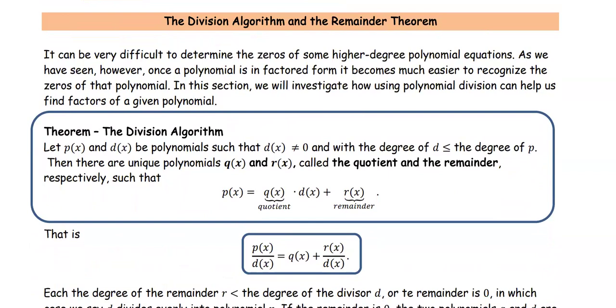The division algorithm and the remainder theorem can help when it is very difficult to determine the zeros of some higher degree polynomial equations. However, once a polynomial is in factored form, it becomes much easier to recognize the zeros of that polynomial. In this section, we will investigate how polynomial division can help us find factors of a given polynomial.